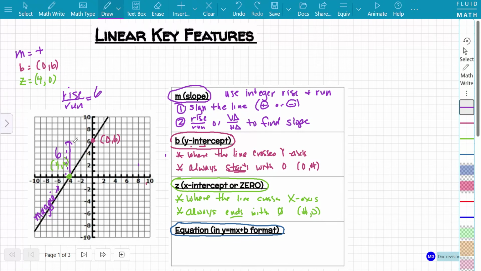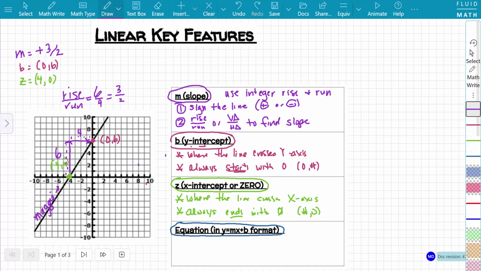My rise is 6. And then my run is my horizontal change, which is 1, 2, 3, 4 spaces, 6 over 4, which simplifies to 3 over 2. And I know that's positive because I signed my line.